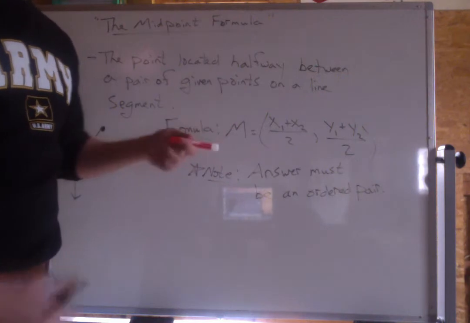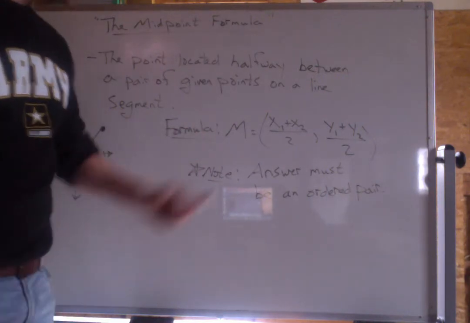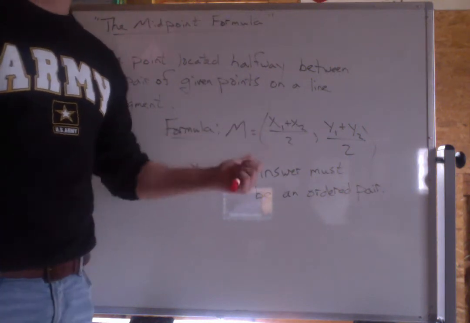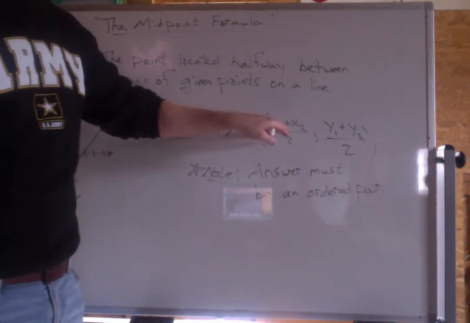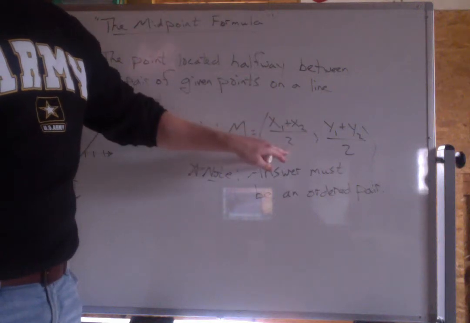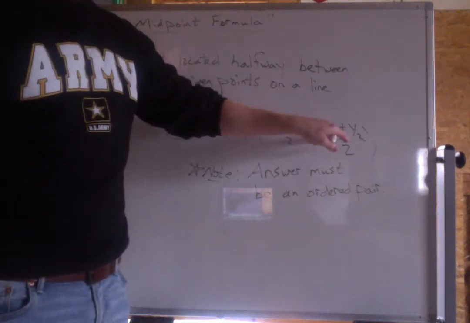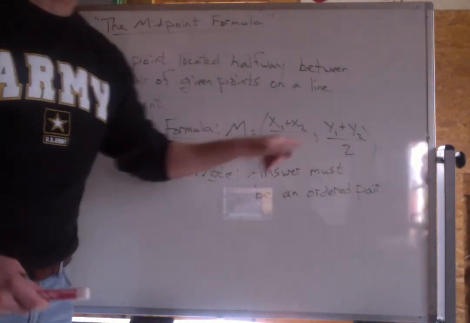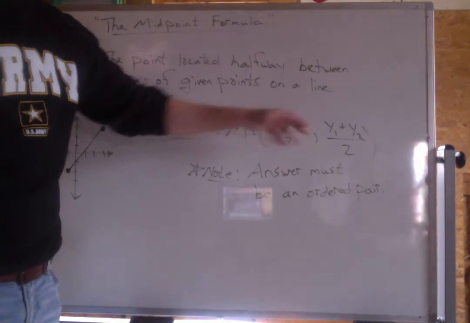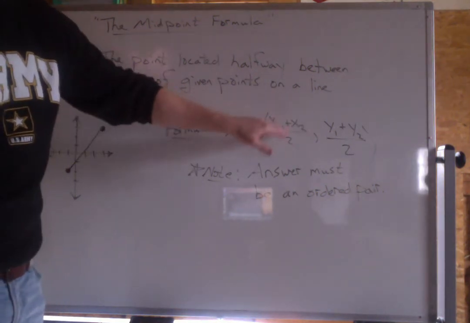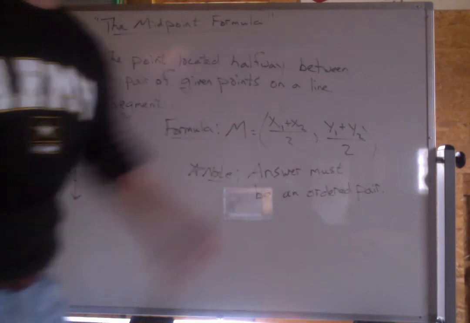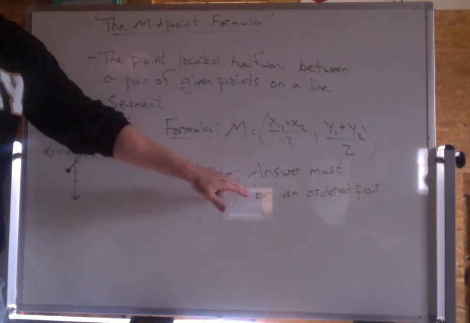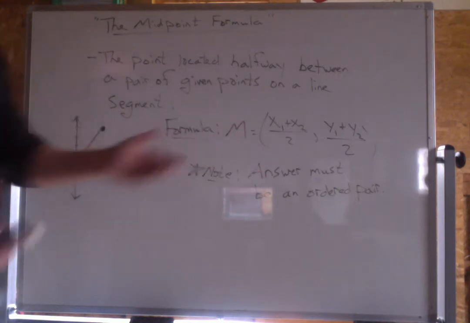That's a capital M. Don't confuse it with the slope formula. So what it is, is a point, and what you do is, given 2 points, you add the x coordinates and divide by 2, and you add the y coordinates and divide those by 2. So what you're doing is finding the halfway point of the given coordinates. Okay, so again, halfway between the x's, halfway between the y's, and that gives you your midpoint. The other thing to stress here is that the answer must be an ordered pair, x comma y. Right, it's a point on a graph.